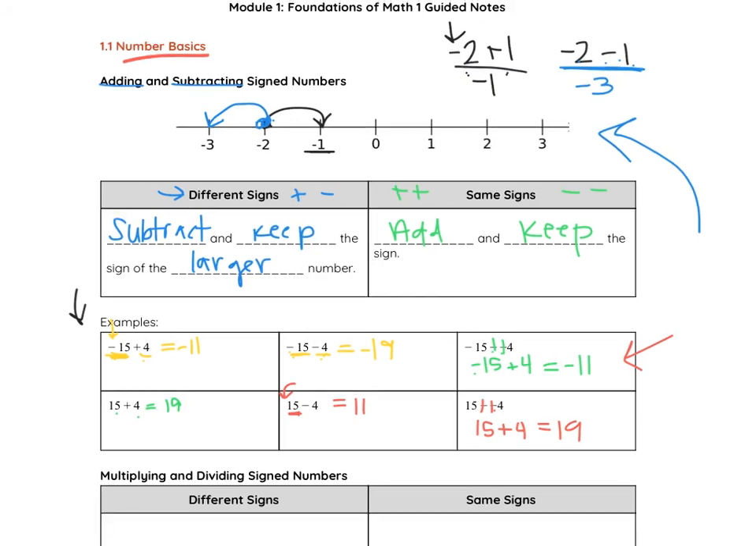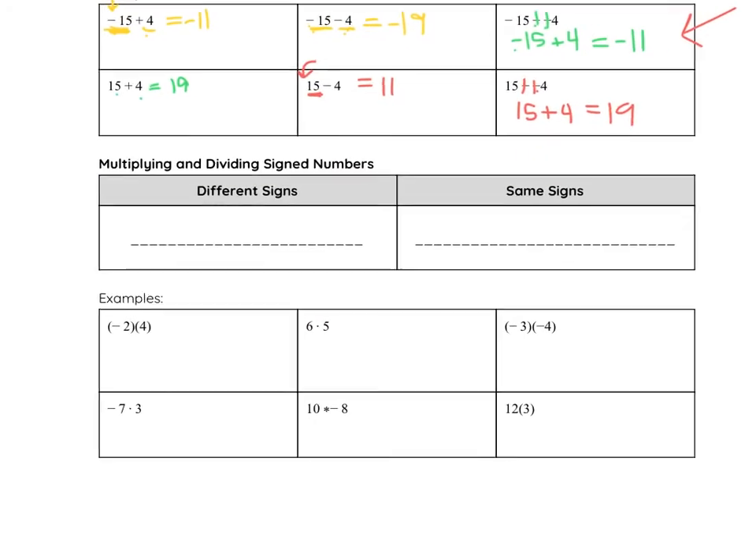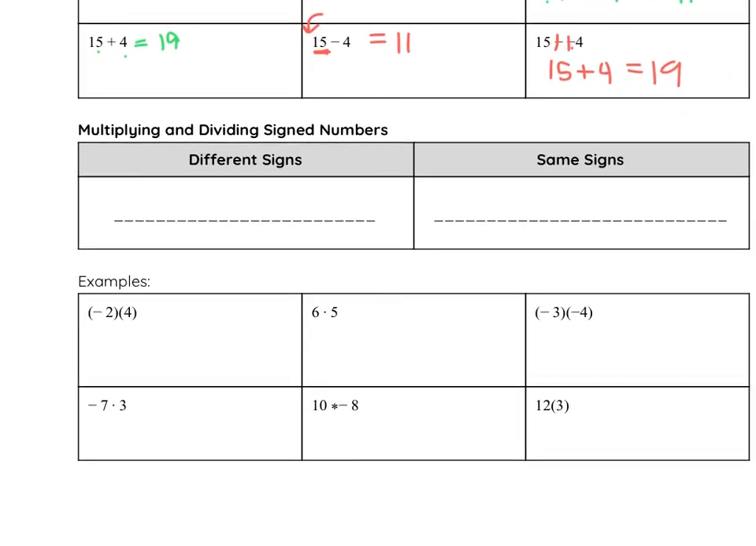Now that we've looked at adding and subtracting, let's look at multiplying and dividing. So if you are multiplying and dividing, the rules are different because they're different operations. So when you're multiplying with different signs, it's always going to end up being negative. So the only option here is either a positive and a negative or a negative and a positive. If it's the same sign, which means two positives or two negatives, then it's going to end up being a positive.